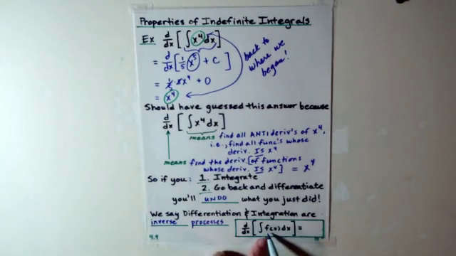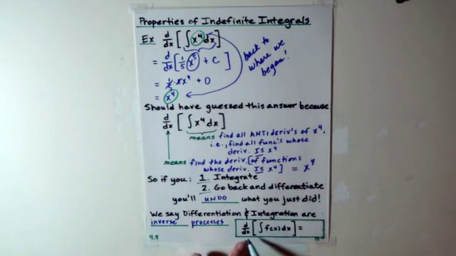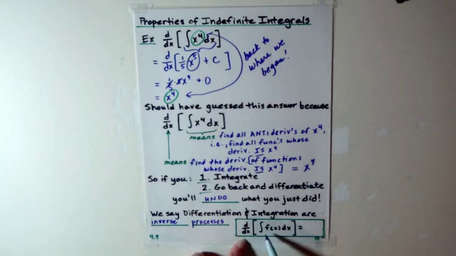If I start with any function f of x and I integrate it, that means I'm finding the set of all antiderivatives of little f of x. And then I go back and differentiate those functions whose derivative is little f of x, I'm going to get back to where I started from. Namely, I'm going to get back to little f of x.